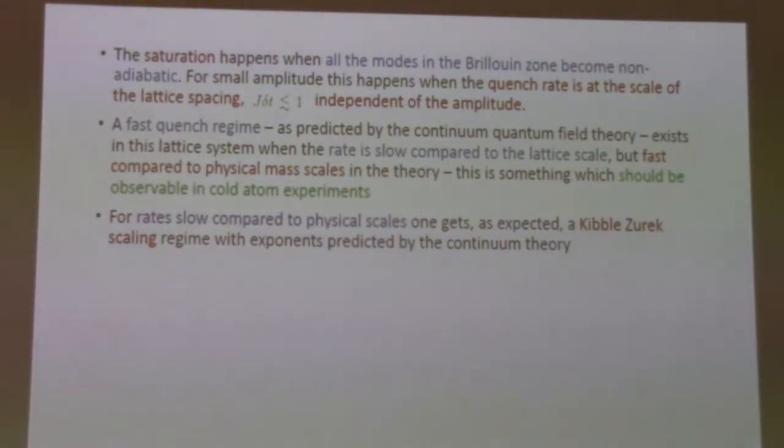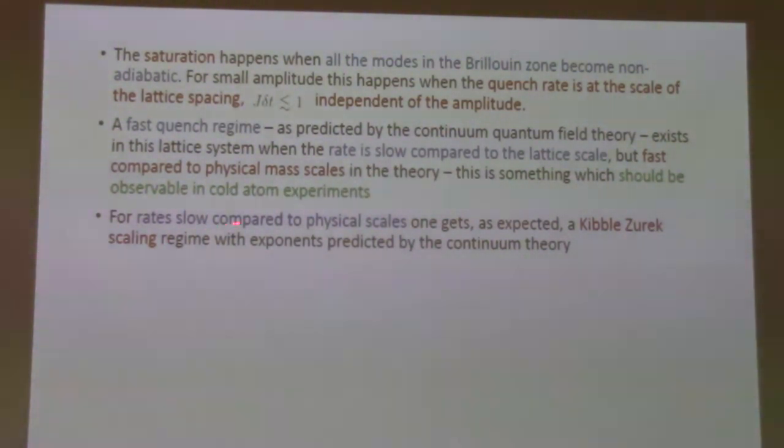A fast quench, so that's a saturation. A fast quench regime, which was predicted in continuum quantum field theory, exists in this lattice system as well. And this exists when the rate is slow compared to the lattice scale, but fast compared to the physical mass scale. So therefore, this should be something which one should be able to see in real experiments. As I said, real experiments have a finite lattice spacing because you put cold atoms on a lattice and do various things to them.